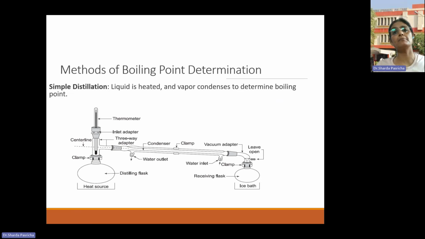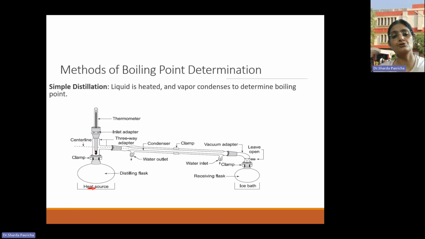Next, let us look at the methods which are used for boiling point determination. So in the laboratory, we are going to use two methods for boiling point determination. First of those is simple distillation. And this is the setup that I have for you. You have a round bottom flask here. Here we will have a source of heating. I will explain what that is going to be.